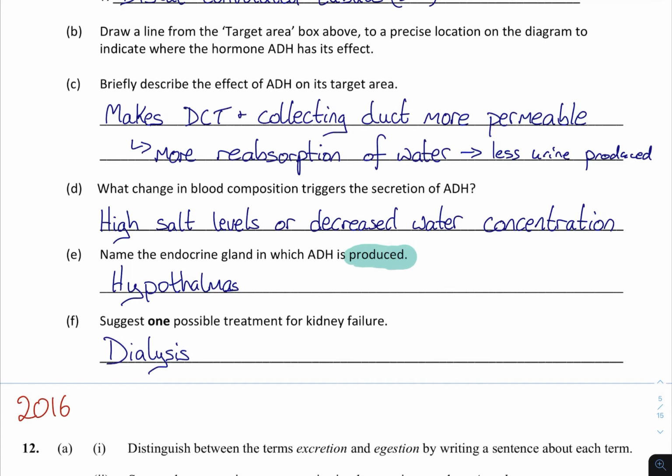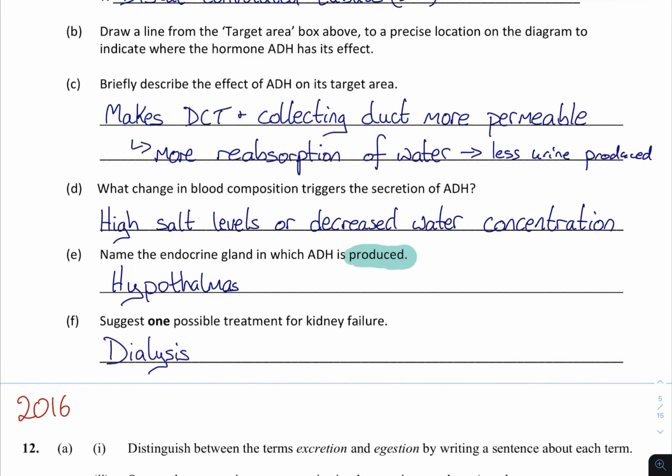And just so you know, for future marking schemes, you might not be allowed to say the pituitary gland for where it's produced. If it asks where it is secreted from, then the pituitary gland. Suggest one possible treatment for kidney failure: dialysis, one of them. You could also say a kidney transplant.